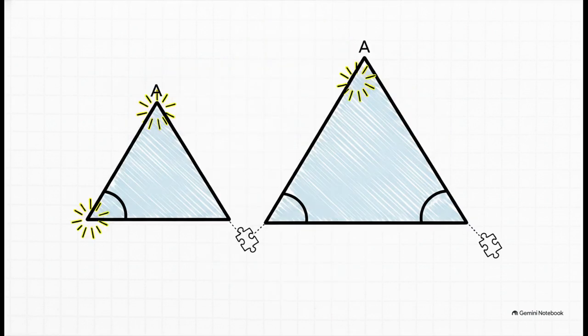First up is angle-angle, or AA similarity. So the name of the game here is efficiency. The AA criterion states that if just two pairs of corresponding angles in two triangles are congruent, then those triangles are automatically similar. Why just two? Well, it's because of the 180-degree rule, the triangle angle sum theorem. If you know two angles, the third one is mathematically guaranteed to be whatever's left over from 180 degrees. So if two match, the third literally has to match too. You don't even have to look at a single side length.